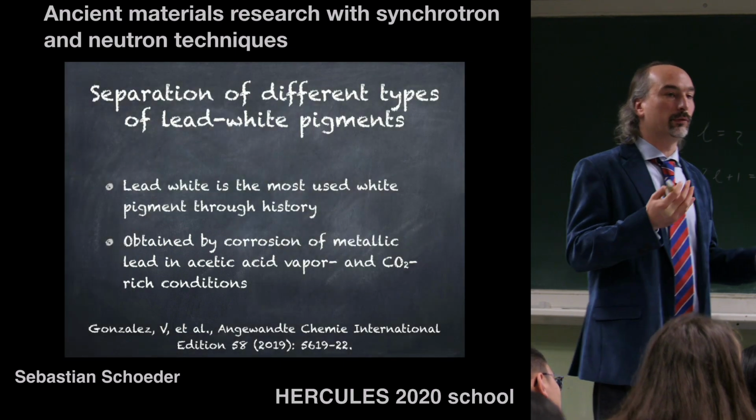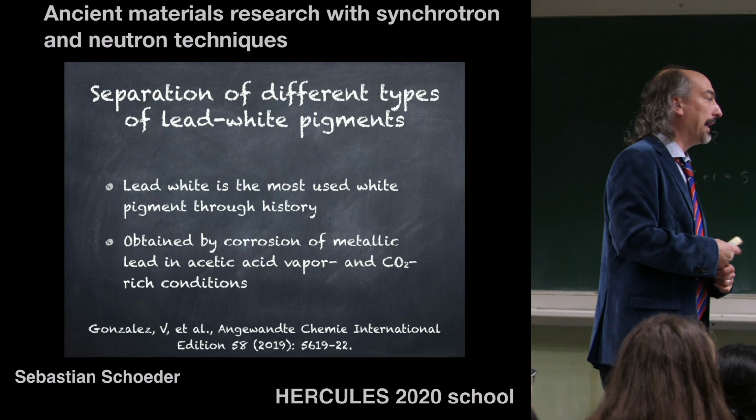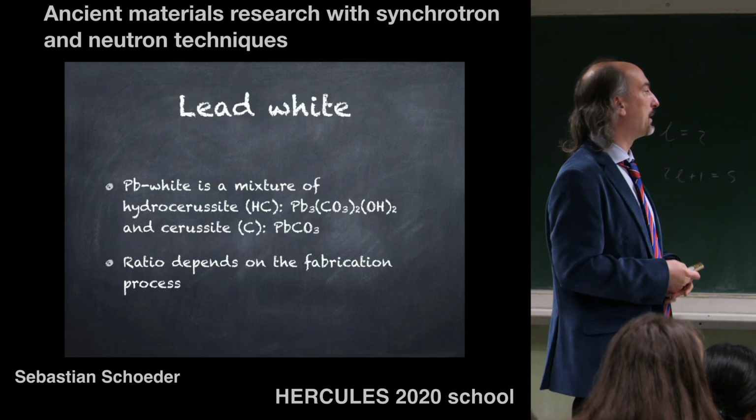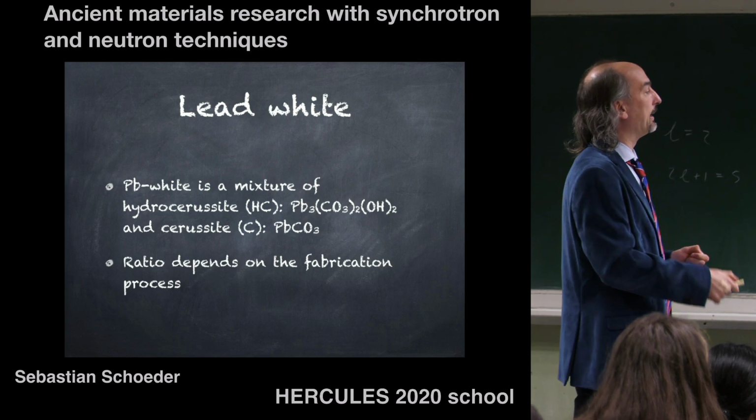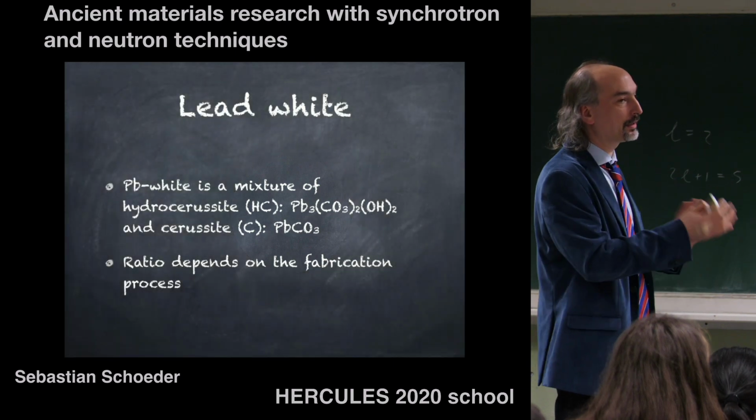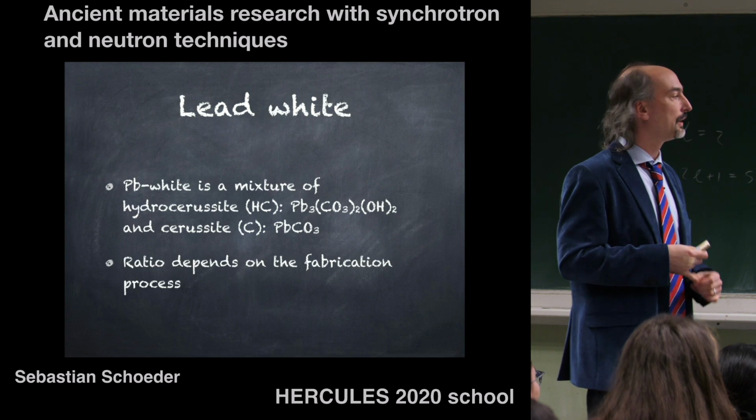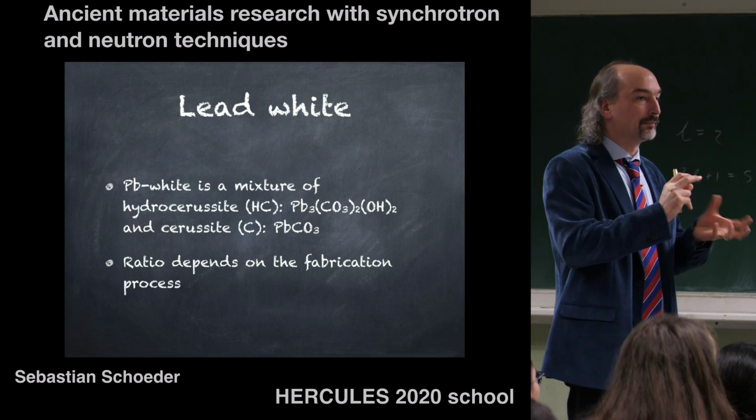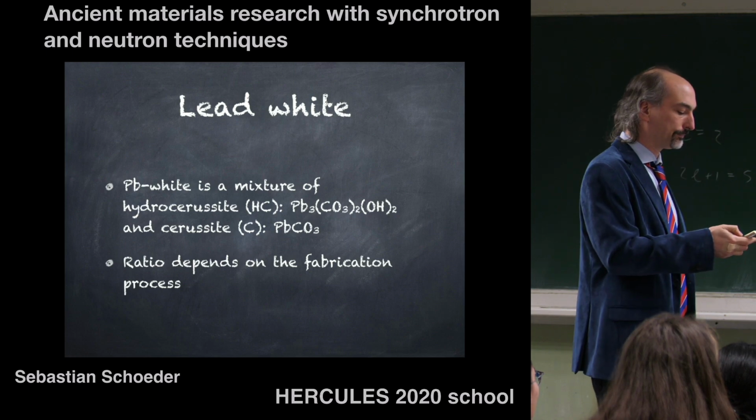And there were lots of different recipes that varied a lot from region to region and over the different time periods. And they all have in common that you end up with a white powder, which is a mixture of hydrocerussite and cerussite. You can see the chemical formulas here. And the ratio between these two crystals depends really on the fabrication process. And they have slightly different crystalline sizes and so on, so they have slightly different properties.